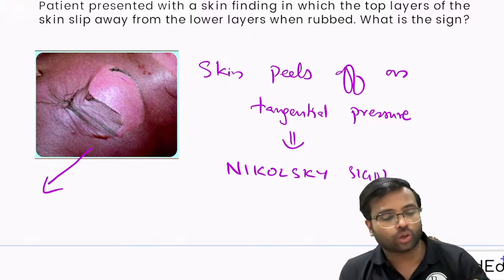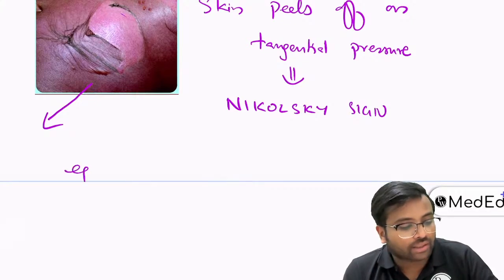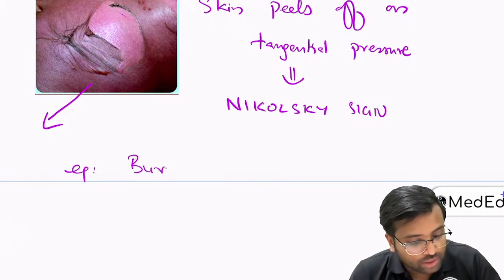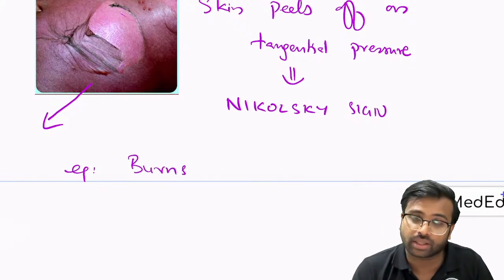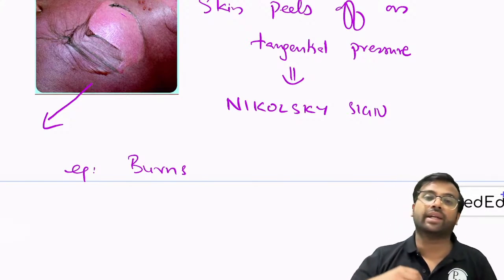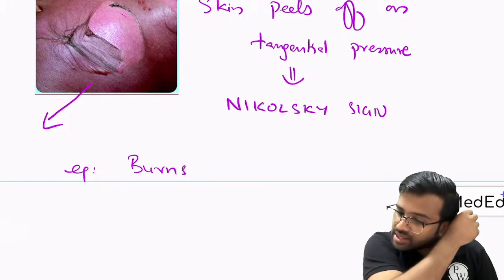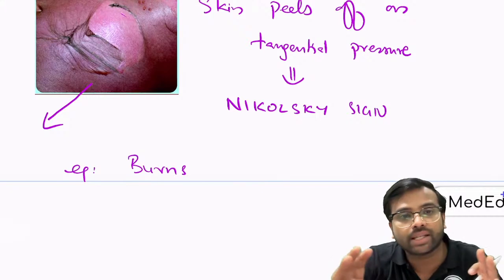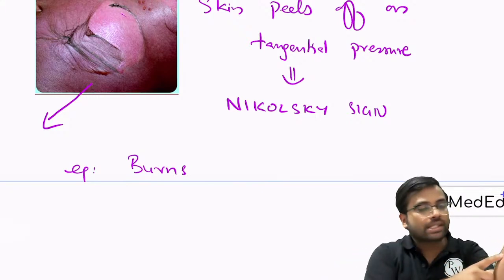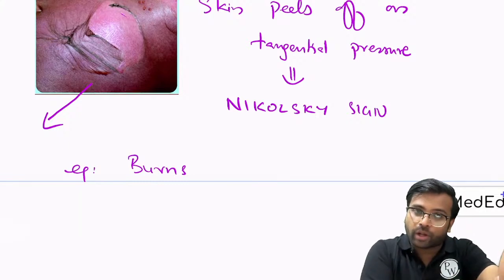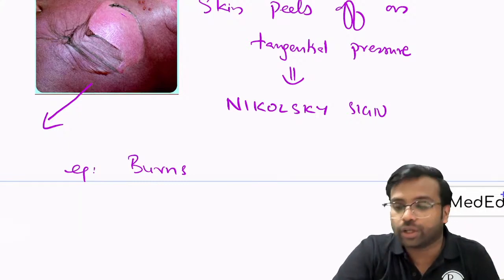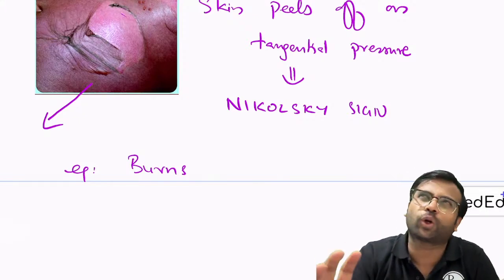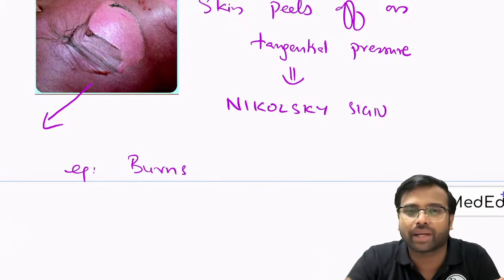So for Nikolsky sign also, please try to remember which are the diseases where you can see a Nikolsky sign positive. Of course, you can see Nikolsky sign in burns, isn't it? You can also see a Nikolsky sign in vesiculobullous diseases. Can anybody give me an example of a vesiculobullous disease where you can see Nikolsky sign? That is, when you apply tangential pressure over normal skin, the entire skin peels off. So any example, just give it a try. Any vesiculobullous disease, autoimmune vesiculobullous disease, these are all clues for you.